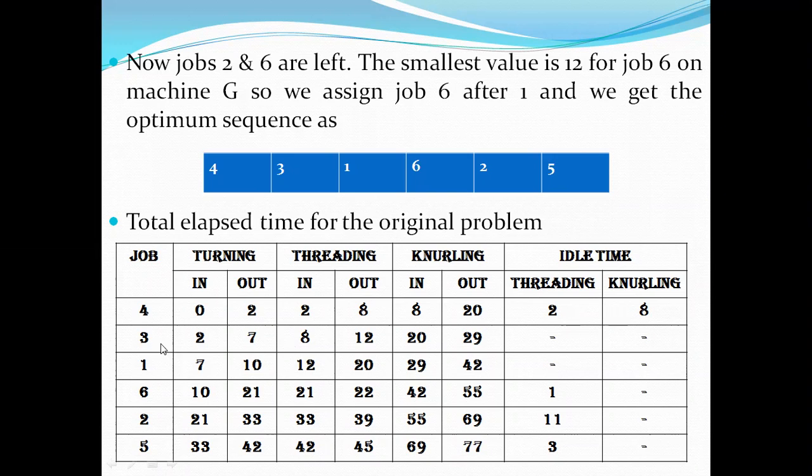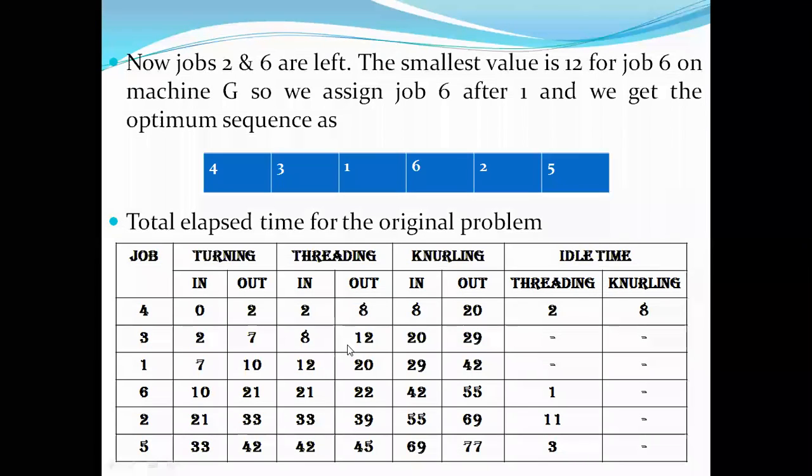Later on, after 2 minutes, another work part, job number 3, enters the turning. The process commences within 5 minutes of time. So 2 plus 5 is 7. Next, it enters the second machinery, processing on the second machinery for about 4 minutes of time. Later on, it enters the next process.